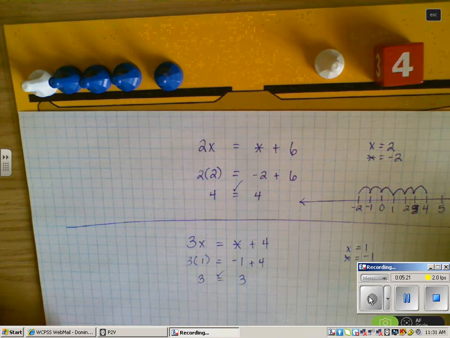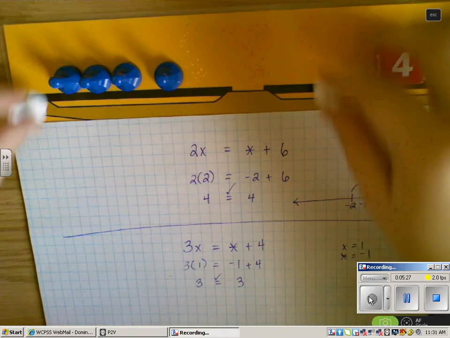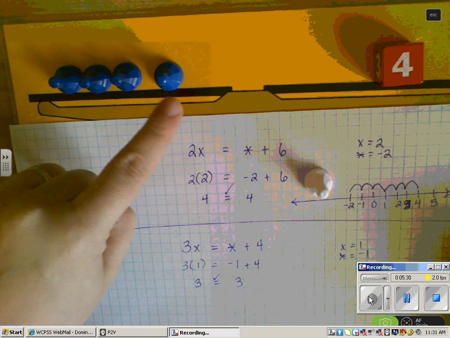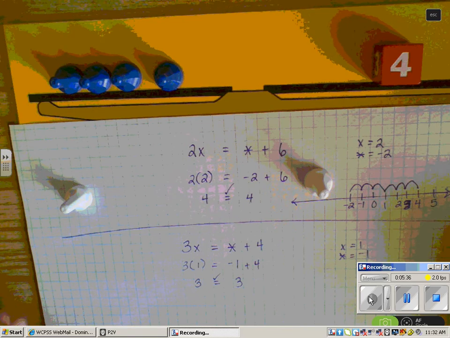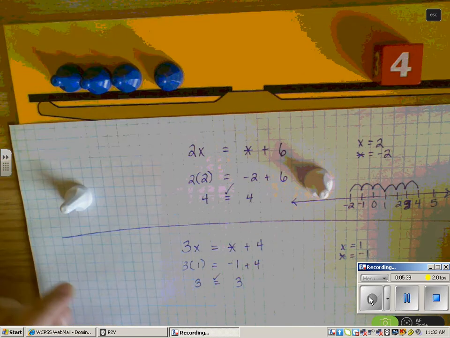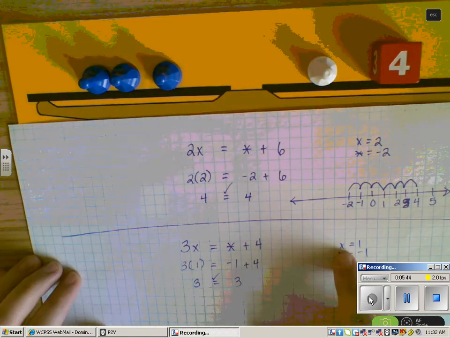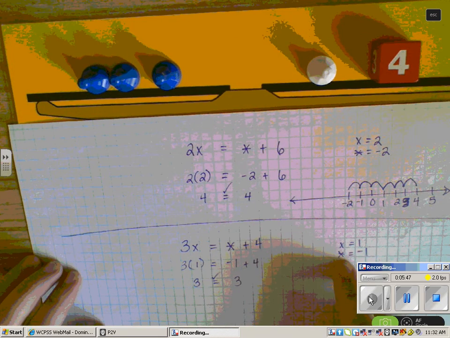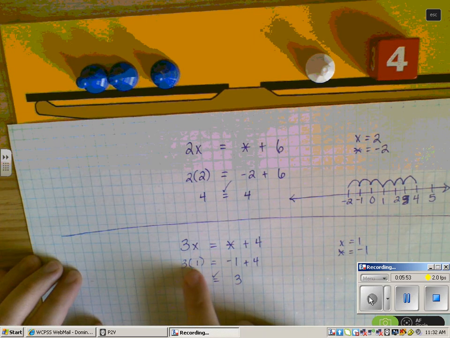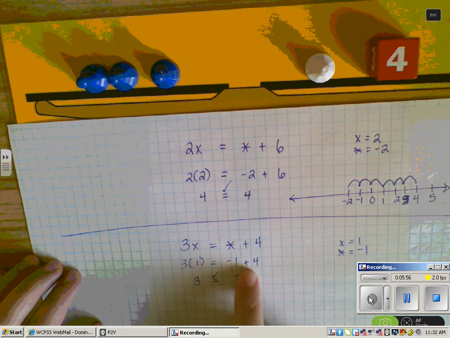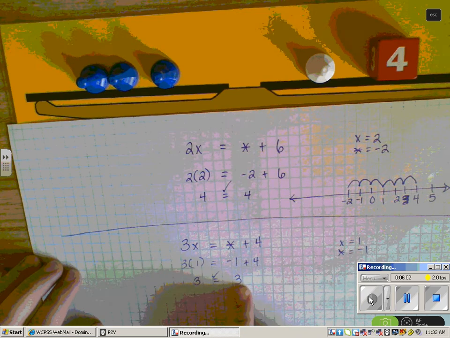I've added my 0. And now I do have a legal move. I can take away a star from both sides. And I'm left with 4x equals 4. Well, each x must then equal 1. 1 plus 1 plus 1 plus 1 equals 4. Add my pieces back, take away my 0, so I'm back to my original. If x is 1, star must be negative 1. I plug it into my equation to make sure I'm right. 3 times 1 equals negative 1 plus 4. 3 times 1 is 3, and negative 1 plus 4 is 3.